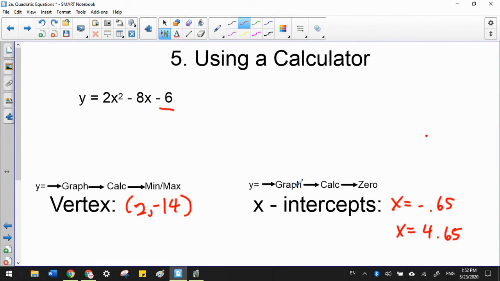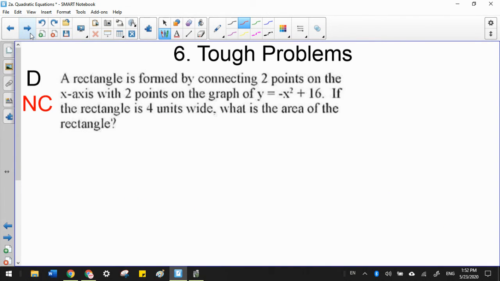And those are some ways you can use the graphing calculator to get the necessary points quickly. And now let's try our 2 tough problems of the day. Okay, D, we have a rectangle formed by connecting 2 points on the x-axis with 2 points on the graph of y equals negative x squared plus 16. If the rectangle is 4 units wide, what is the area of the rectangle?